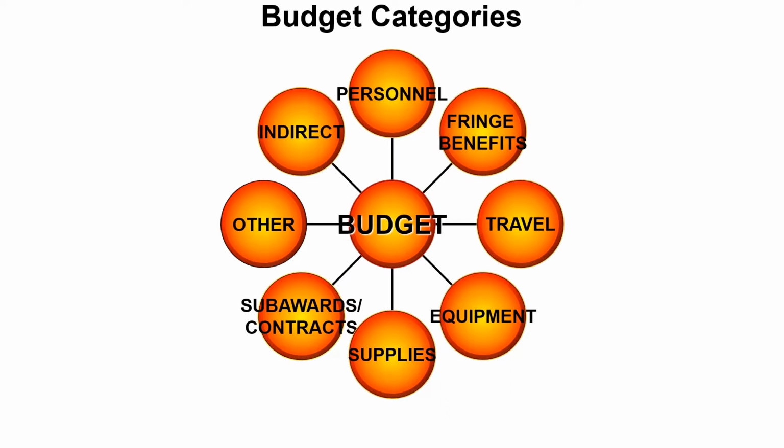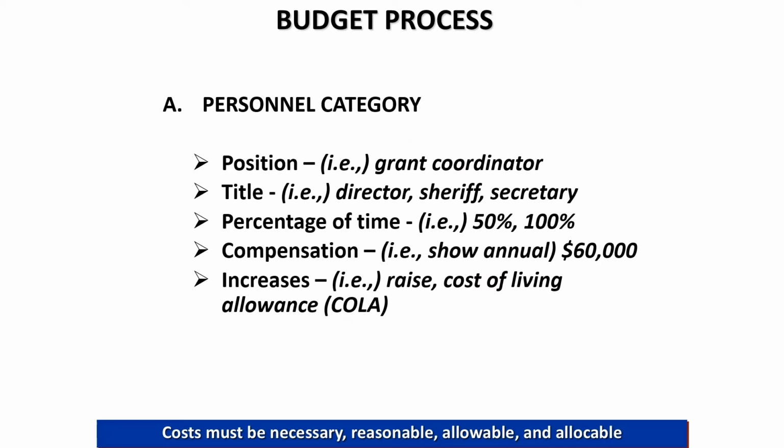So, in getting started, let's look at the various categories for a budget. We will be talking specifically about the personnel category, the fringe benefits category, travel, the equipment category, supplies, subawards and contracts, the other category, and then finally the indirect cost category. So let's start with looking at personnel.